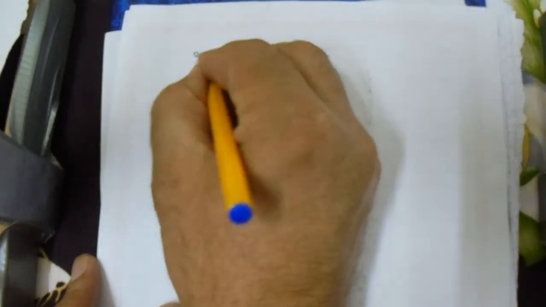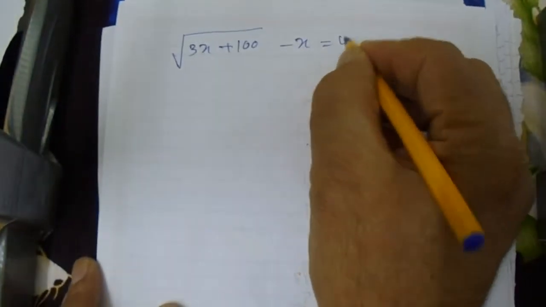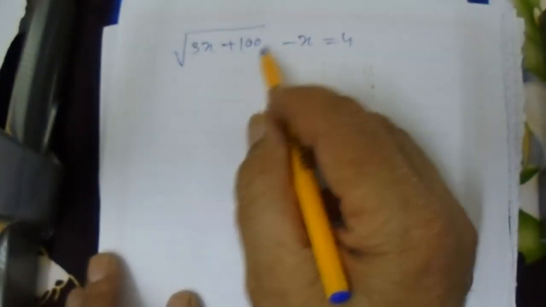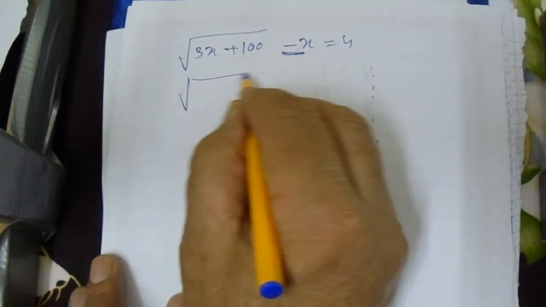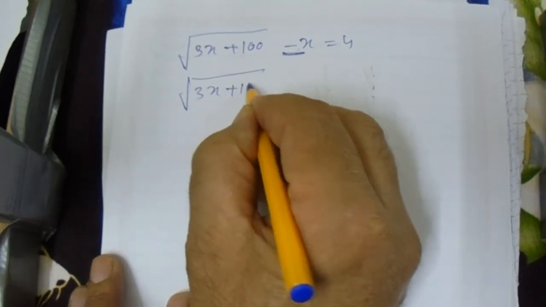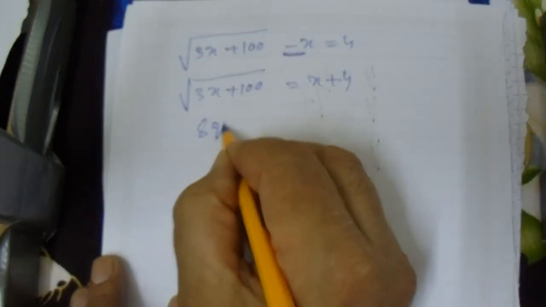Now write question number 4. Question number 4 is 3x plus 100 under the radical sign, minus x is equal to 4. Now we make it easy to solve this equation. First we take this factor to the right hand side, and again, under root 3x plus 100 is equal to x plus 4. Now squaring both sides.